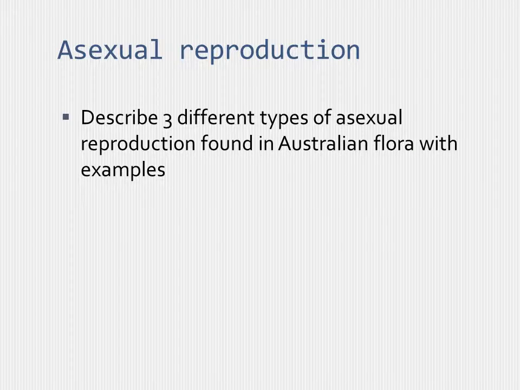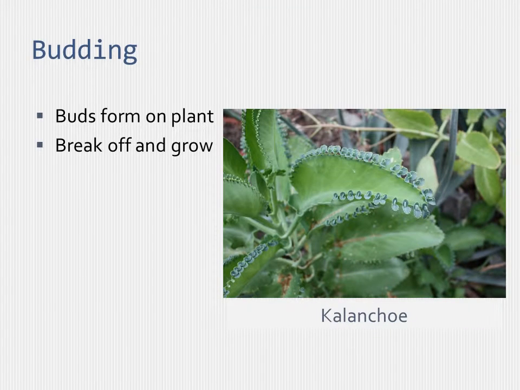Asexual reproduction. Budding is a form of asexual reproduction which results in offspring forming on the parent plant. A plant which reproduces through budding is the kalanchoe. Buds are formed on the edge of each leaf on the parent plant. The buds will eventually break off and grow into new plants.